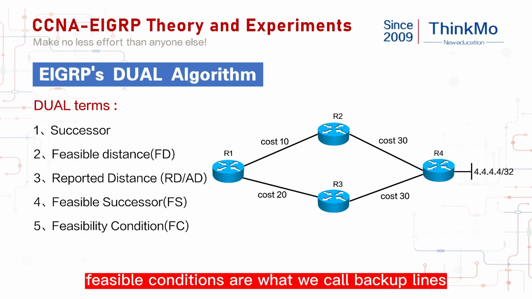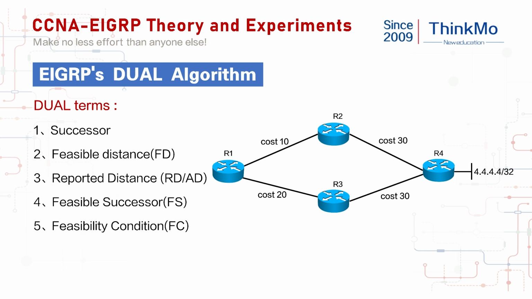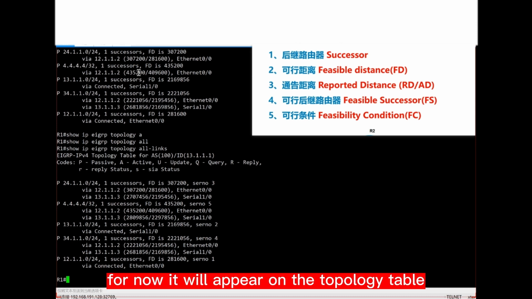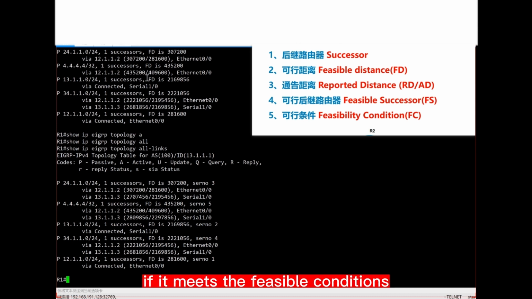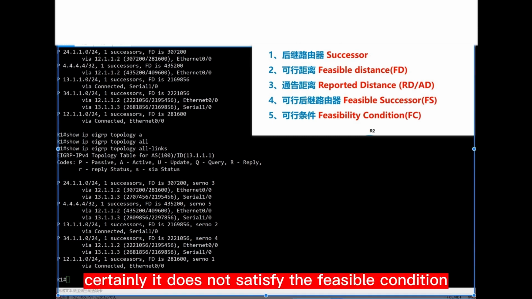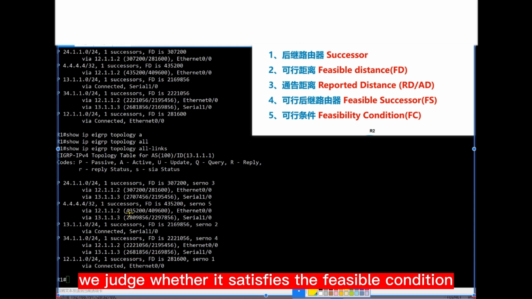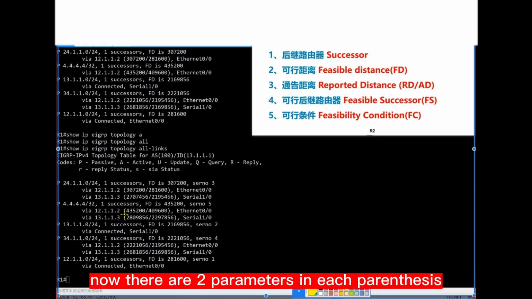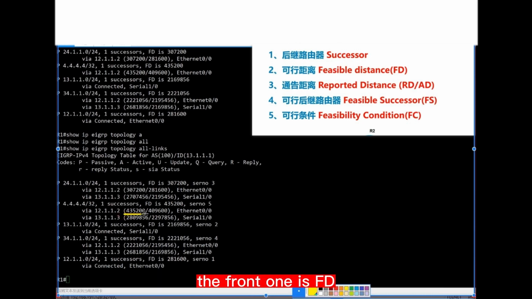The feasible condition is what we call backup lines. The AD, the advertised distance, should be smaller than the FD of the main line. If it meets the feasible condition, it will appear in the topology table. It doesn't show up now, so certainly it does not satisfy the feasible condition. We judge whether it satisfies the feasible condition by looking at this parameter. Everyone please pay attention, now there are two parameters in each parenthesis. The front one is FD, the latter is AD.